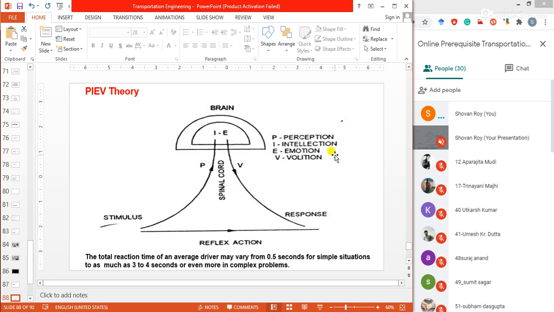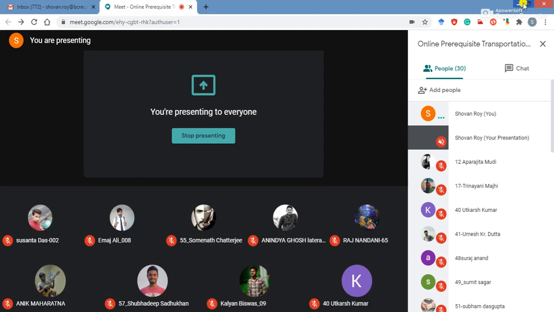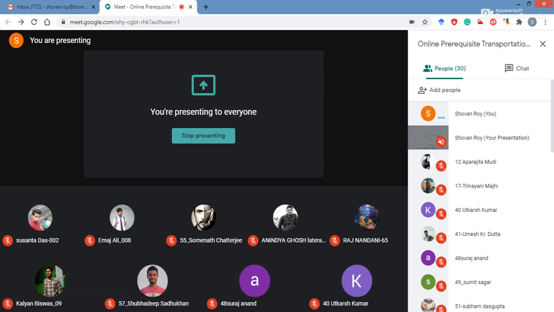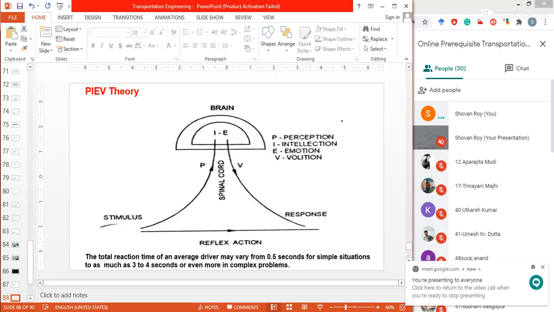Okay. This is the reflex action. This is the diagram of reflex action. Our brain works like our reflex system. Of all the things, our brain works based on this reflex action.